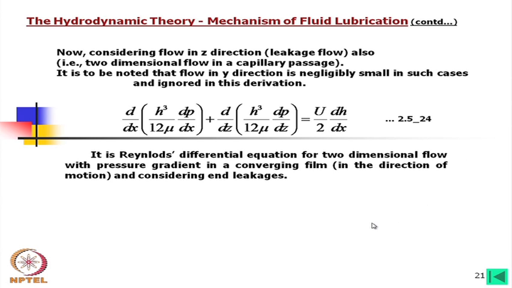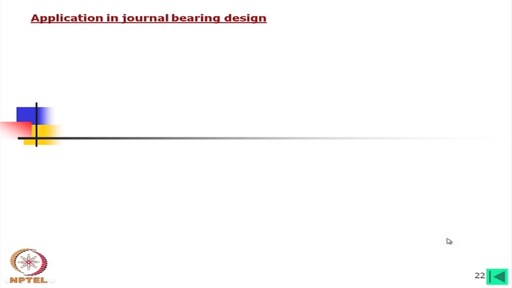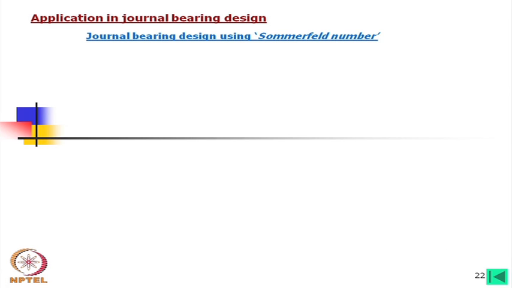It is the Reynolds differential equation for two dimensional flow with pressure gradient in a converging film in the direction of motion, considering end leakages. No general solution for p exists. Case to case it is solved by applying boundary conditions. So, now let us consider the application in general bearing design.